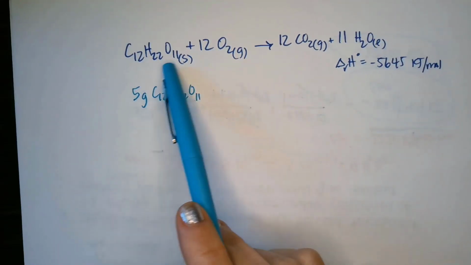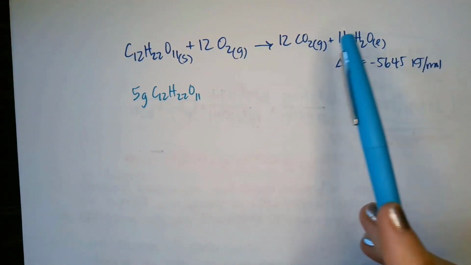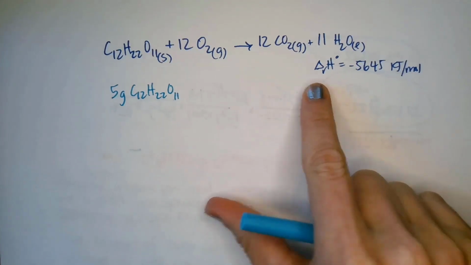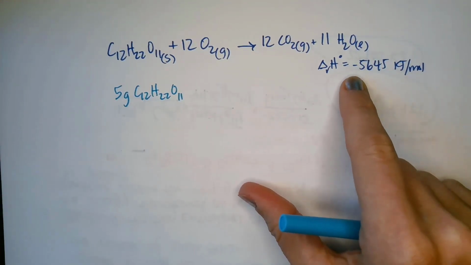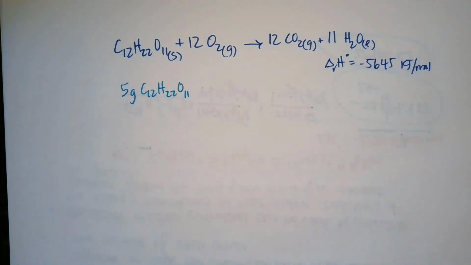This is a hydrocarbon plus oxygen, creates CO2 and H2O. And we're told that when obviously we're burning, that's a negative enthalpy, telling me it's an exothermic reaction. So what if I had 5 grams? I don't have 1 mole of sucrose. I have 5 grams of sucrose.